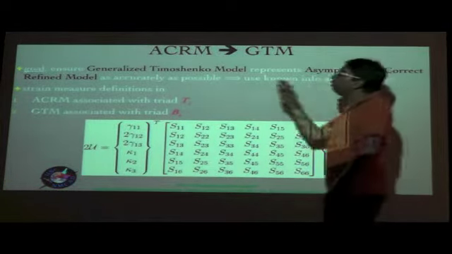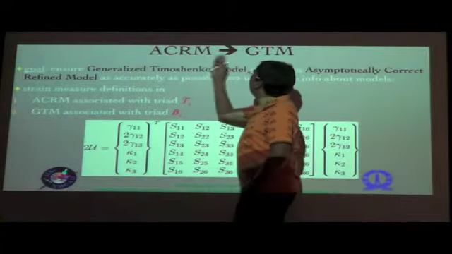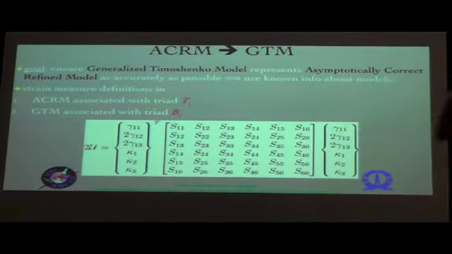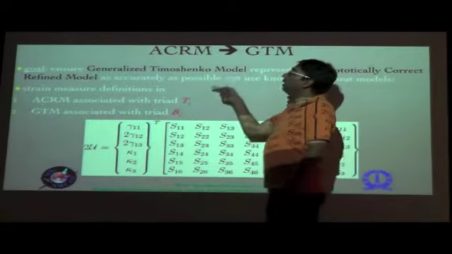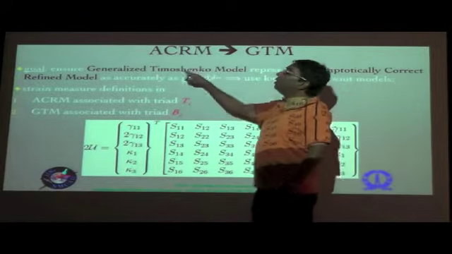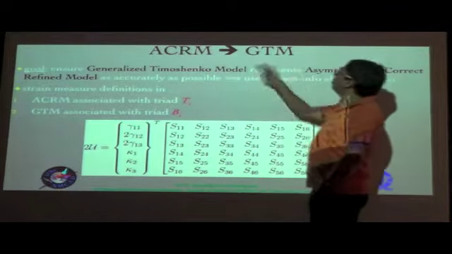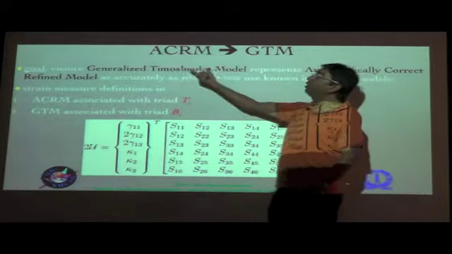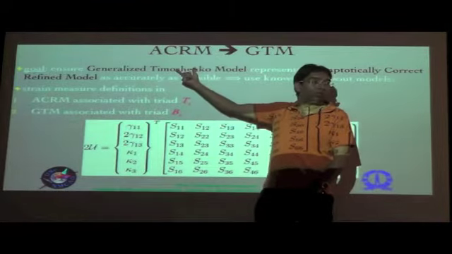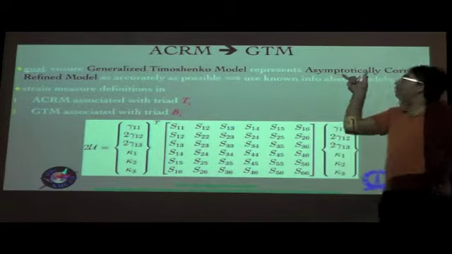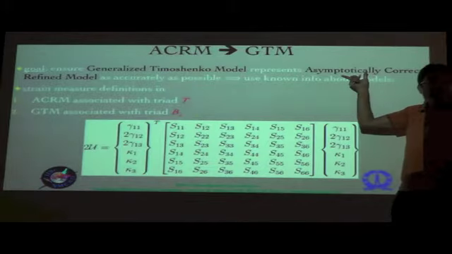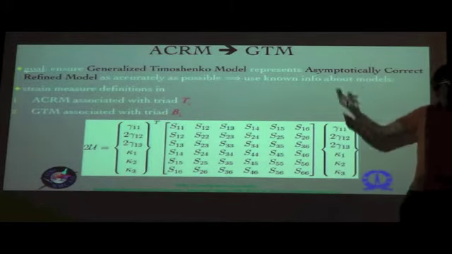So we want to go from the asymptotically correct refined model to a generalized Timoshenko model and do it as accurately as possible, knowing fully well that this is not asymptotically correct. So how do we do that? All that we have to do is set an expression for the energy per unit length of this, and an expression for the energy per unit length of this, which we already derived, subtract the 2 and basically minimize that.